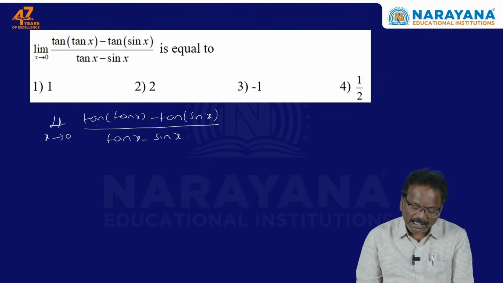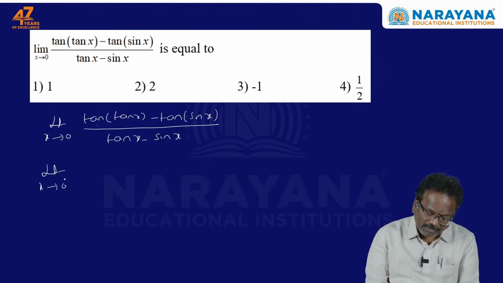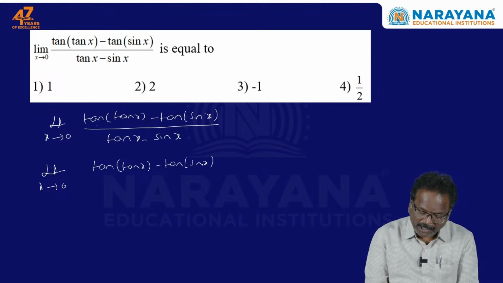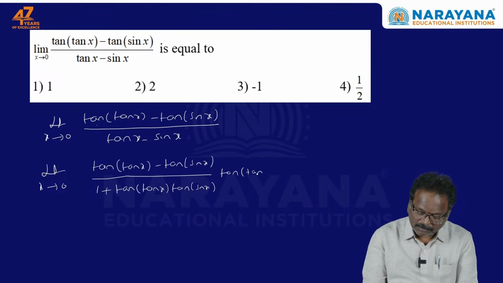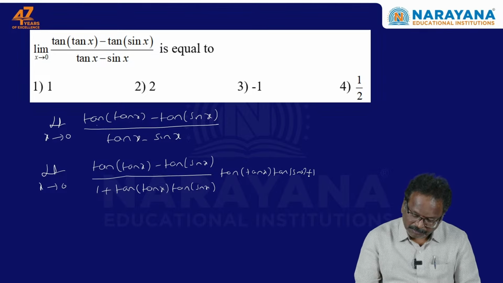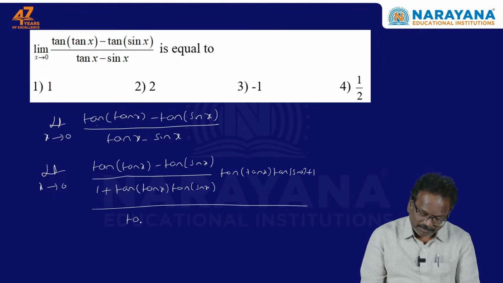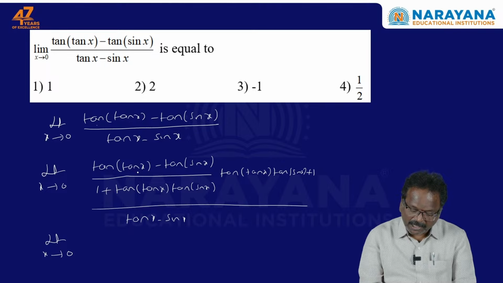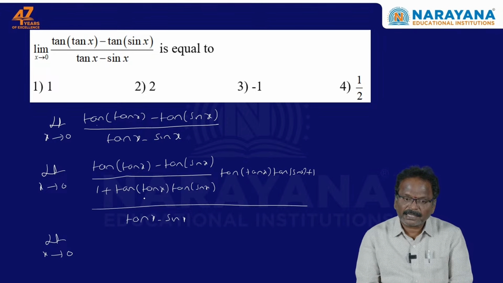To write this under the tan of A minus B formula, you multiply and divide by 1 plus tan(tan x) into tan(sin x). So the limit as x tends to 0 of (tan(tan x) minus tan(sin x)) by (1 plus tan(tan x) into tan(sin x)), which is in the form of tan A minus tan B by 1 plus tan A tan B, into (1 plus tan(tan x) tan(sin x)) by (tan x minus sin x).